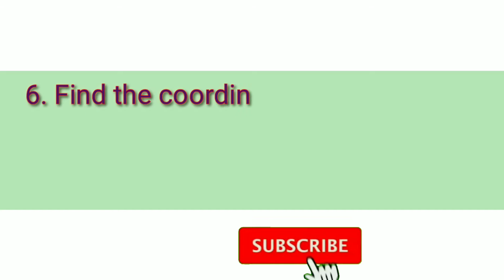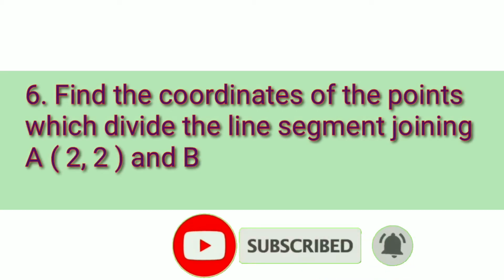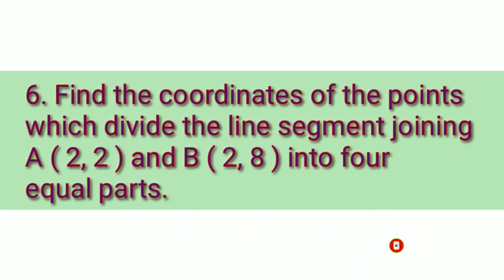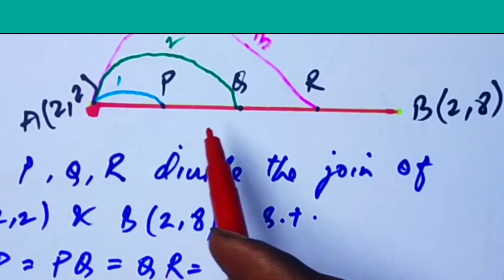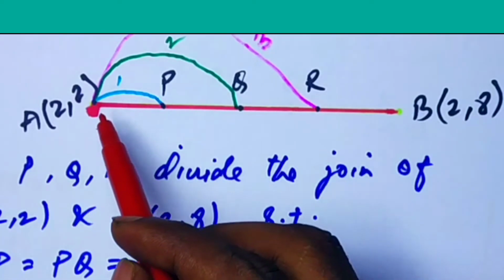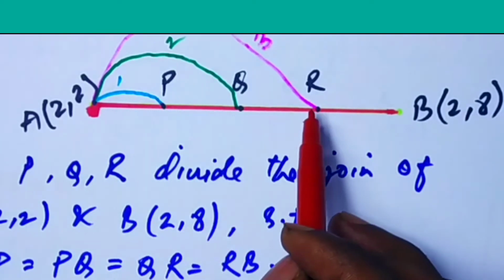We have a question here. Find the coordinates of the points which divide the line segment joining A(2, 2) and B(2, 8) into 4 equal parts. So let us solve it. We have drawn the diagram here, A and B (2, 8), and divide it into 4 equal parts P, Q, R.